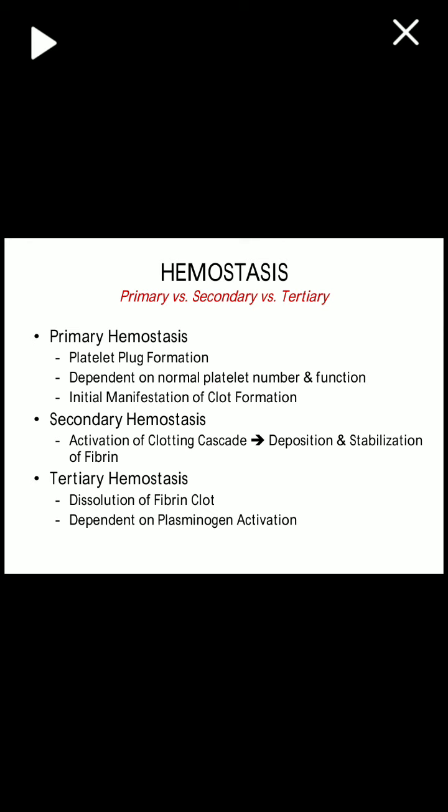Primary hemostasis is the first event whenever there is an injury. There is a formation of a platelet plug, and this basically depends on the normal platelet number and platelet function. This is the initial manifestation of clot formation. Then we have secondary hemostasis, where there is activation of the clotting cascade and the deposition and stabilization of fibrin. Then tertiary hemostasis, where there is a dissolution of the fibrin clot, which is dependent on plasminogen activation.